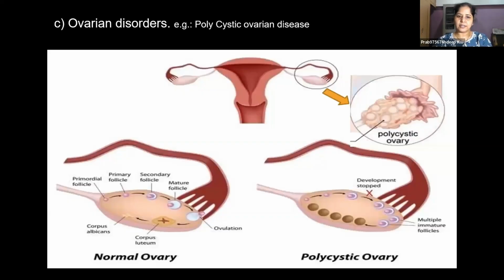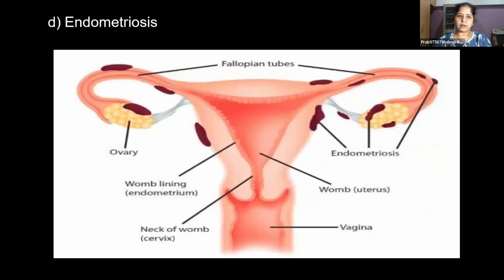This is the diagram showing a polycystic diseased ovary. Here you can see the normal ovary, where the primordial follicle is developing in a proper manner, while in the polycystic ovary there are a lot of follicles arranged in the periphery, and the follicles are not selected properly for growth. This is the cause for anovulation, and chronic anovulation occurs in polycystic ovarian syndrome.